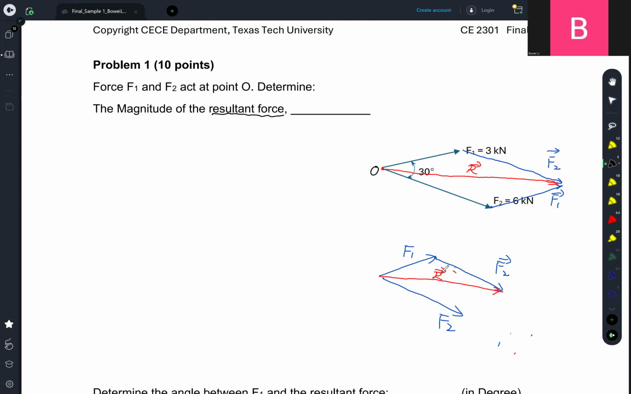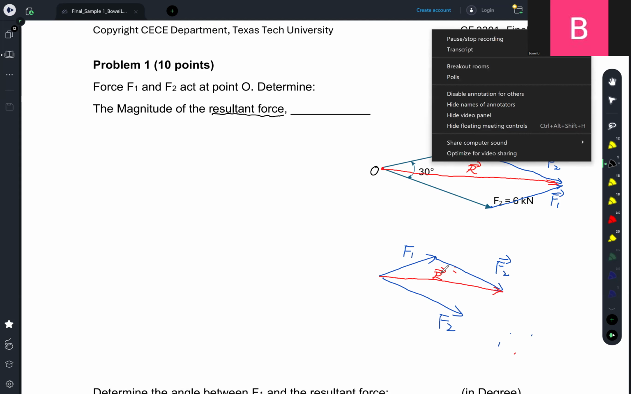Okay, so now the question is how can we find the magnitude of the resultant force here? Actually, it is the first part of our question here. Of course, you are encouraged to think about that, and you can pause the recording for 1 minute here.